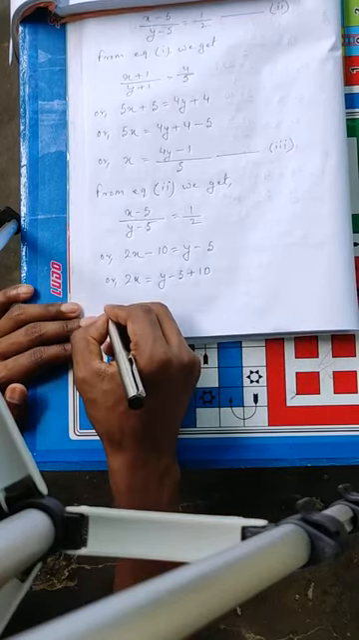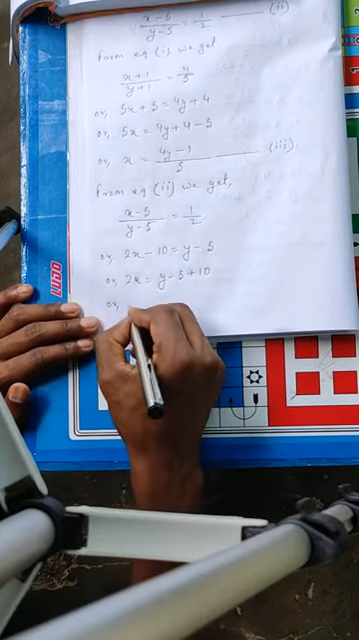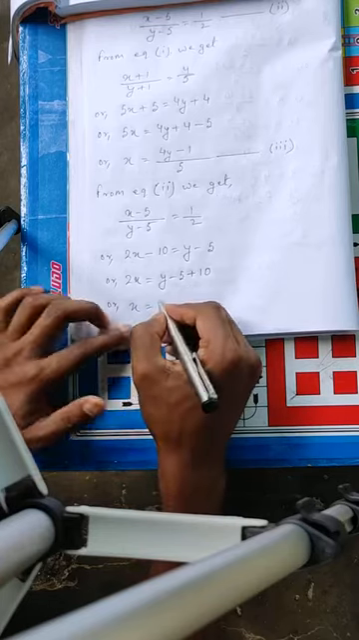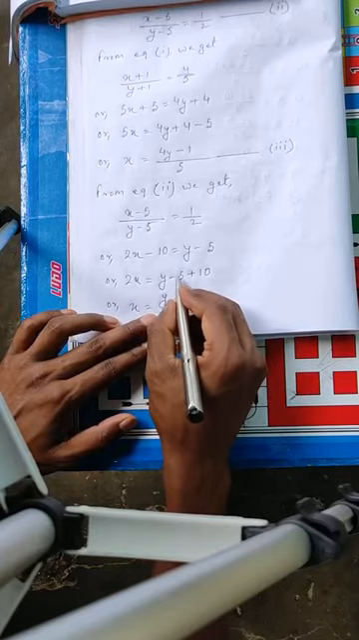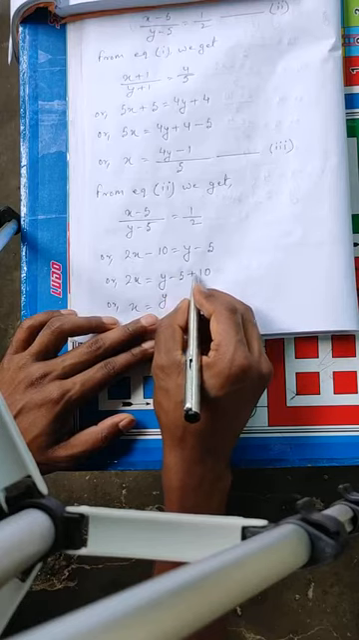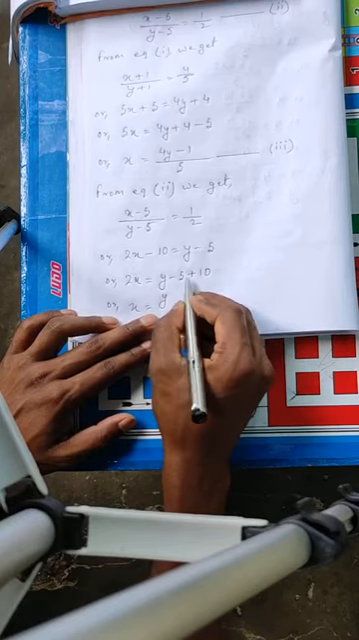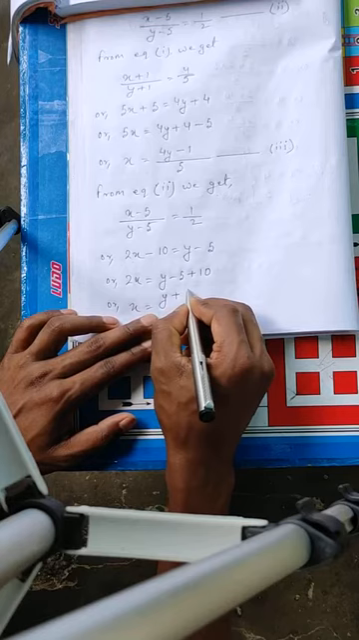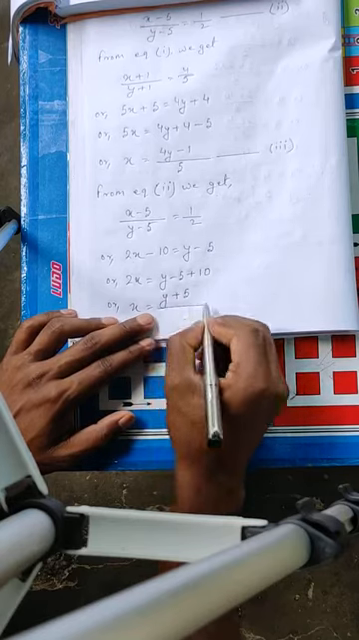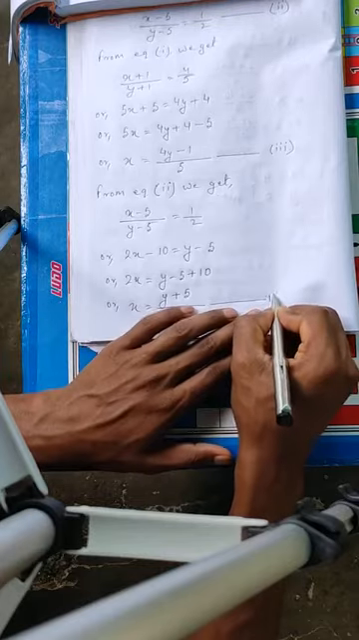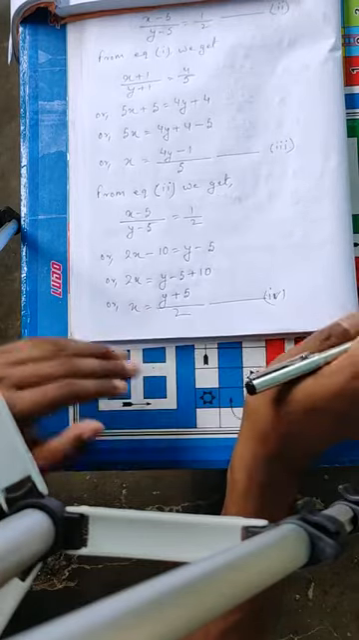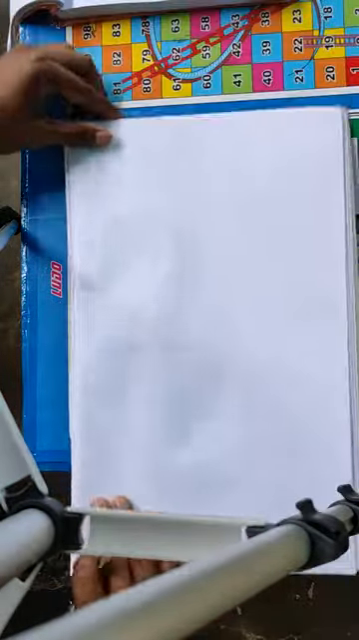So x equals, the 2 transfers to the right side, y minus 5 plus 10. Then 10 is greater, so the sign of 10 is plus: x = (y + 5)/2. So that is equation number 4.